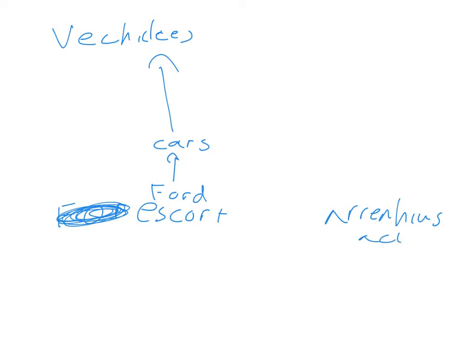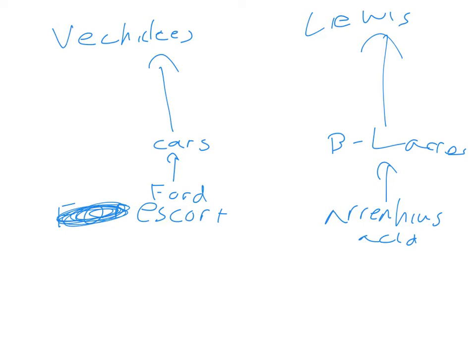Arrhenius acids, all Arrhenius acids are going to be Bronsted-Lowry acids. All Bronsted-Lowry acids are going to be Lewis acids. But it doesn't work the other way, right? It's a one-way street. All vehicles are not cars. All Lewis acids are not going to be Bronsted-Lowry acids. All cars are not Ford Escorts. All Bronsted-Lowry acids are not Arrhenius acids. So beware of that dichotomy, and I'll hit on it again as we move along.